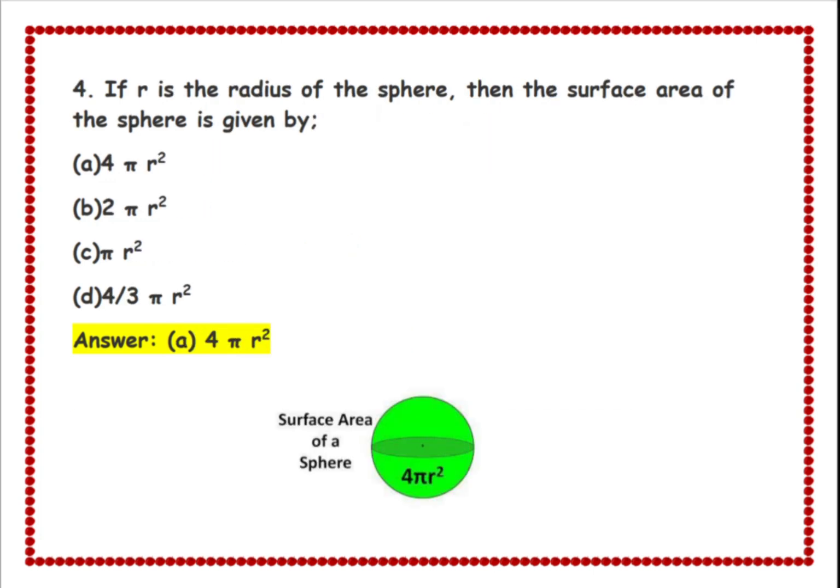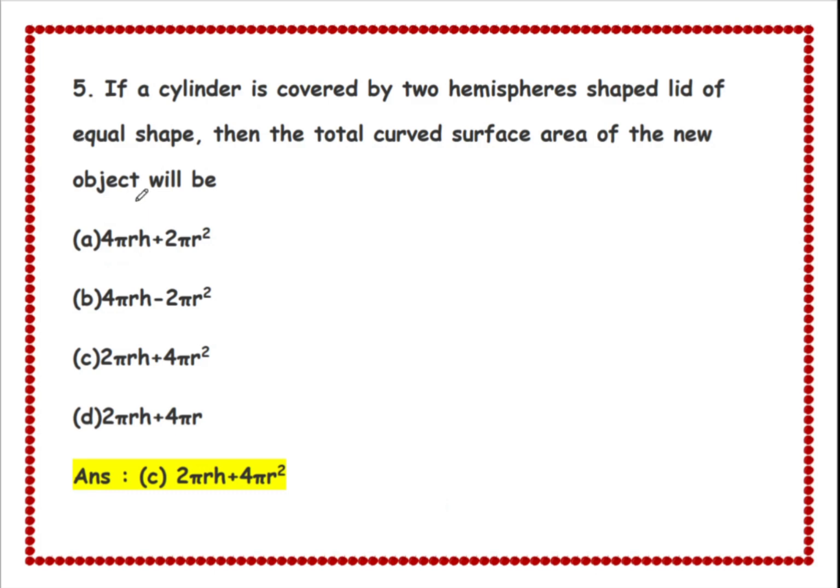Very important concept. Fourth question, if r is the radius of sphere, then the surface area of sphere is given by. The correct answer is option A, 4 pi r square. The surface area of sphere is 4 pi r square. In the same way, they can ask surface area of all the other solids. Do make a note of all the formulas.